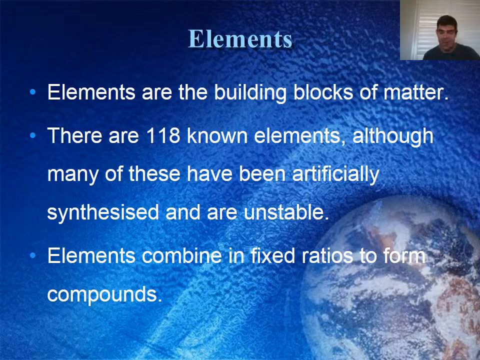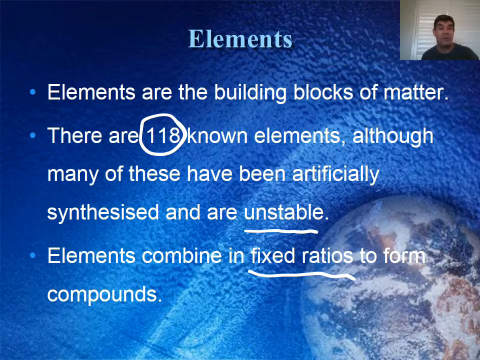Elements are the building blocks of matter. They're the basis upon which all compounds and mixtures for that matter are built. At the moment we know of about 118 elements, many of which have been synthesized in laboratories. They're very unstable. They've been created basically to verify their existence, but many of them don't last very long at all. So we can't really do very much in terms of determining their properties or characteristics. But nevertheless, so far, around about 118 different elements are known. We also know that elements combine in fixed ratios to form compounds and in variable ratios in mixtures.